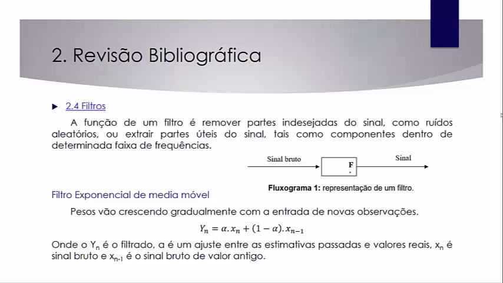One of the most used types of filters is the exponential moving average filter, shown in the equation below, where Yn is the filter output, alpha is the weight between past estimates and actual values, between 0 and 1, xn is the raw signal, and xn minus 1 is the raw signal of the old value. In this filter, weights gradually grow for the entry of new observations, following the assumption that the most important observations are the latest ones to predict a new value in the near future.